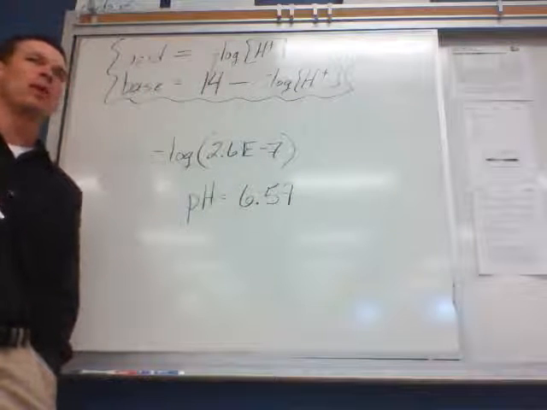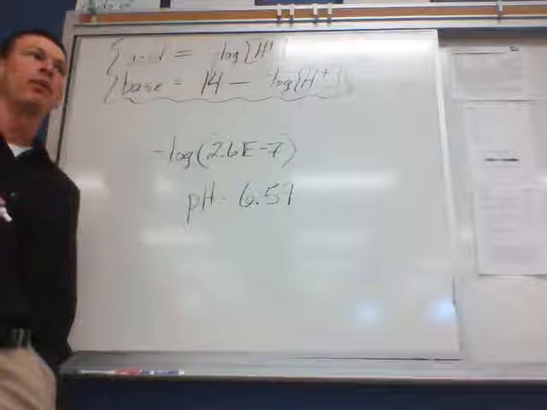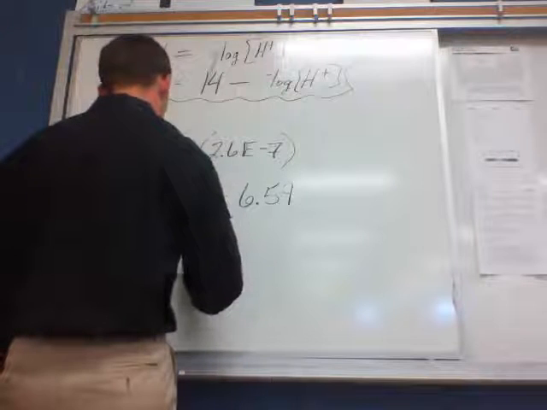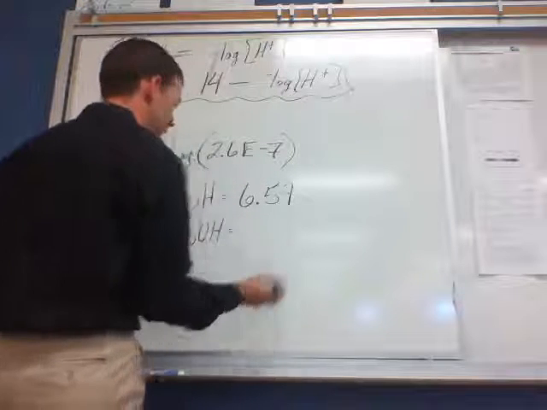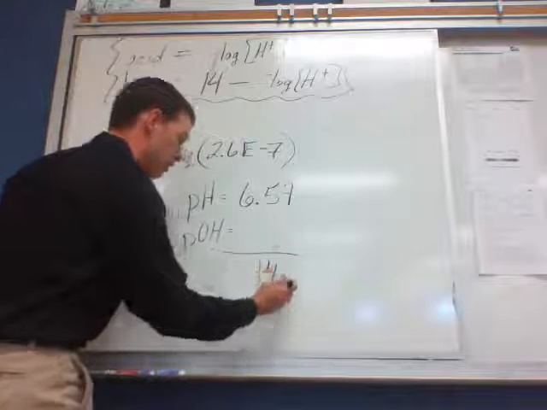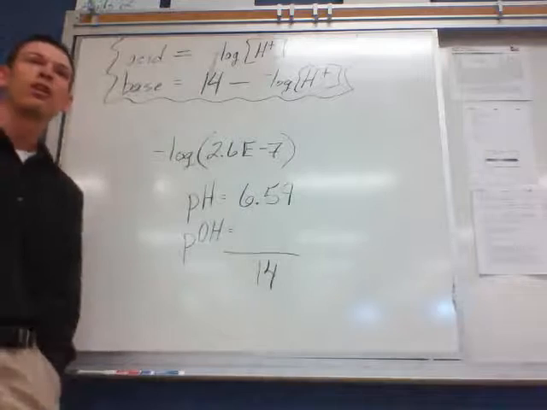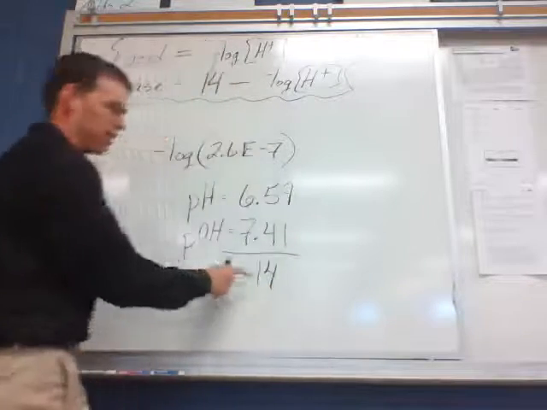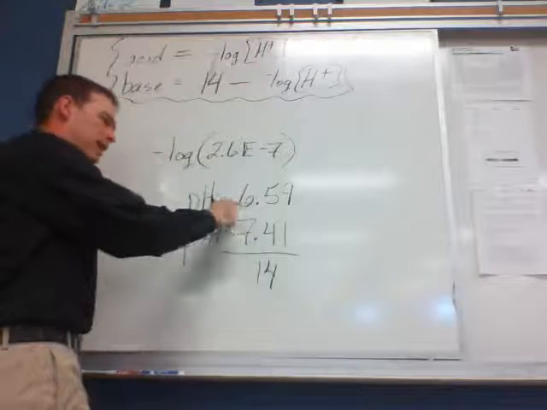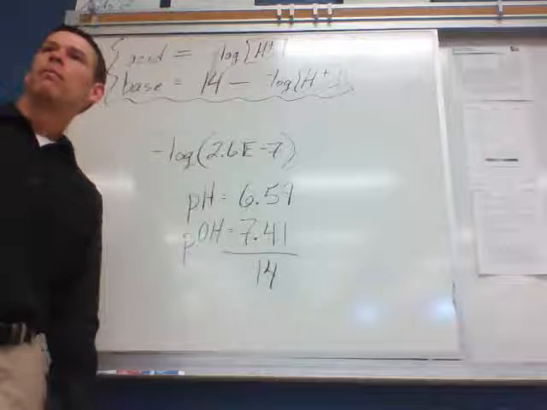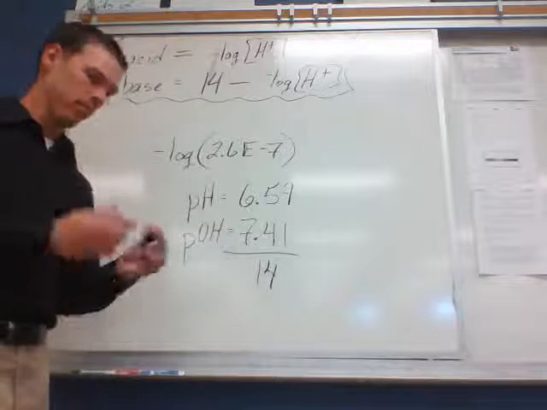Hey, I could be even more twisted in my question, though. What other number could I ask you for here? I could ask you for the pOH. You can find the pOH now, because we know that that number plus this number equals 14 always. So what's the pOH? 7.41. All right, to get that, he just did 14 minus 6.59. You just got to make the expression true. But I can combine the skills. Let's do another.